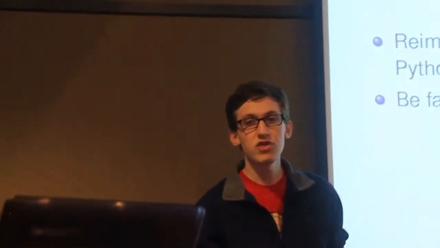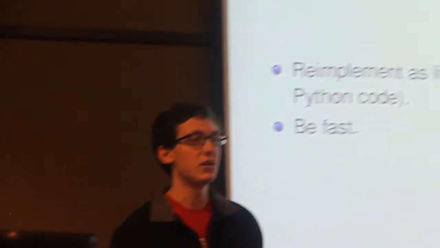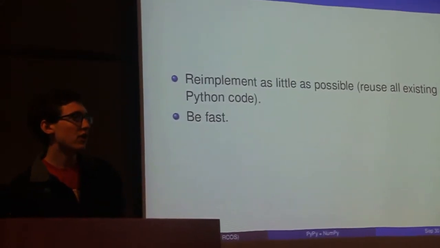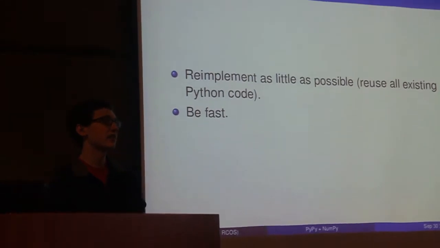So essentially the goals we're targeting with this rewrite are to re-implement as little as possible. They do have some code in pure Python, and we want to reuse that as much as possible, and we want it to be fast. We know that for a lot of these scientists, being fast means they need 20 servers instead of 100, or they get their analysis over their coffee break instead of leaving it running overnight.